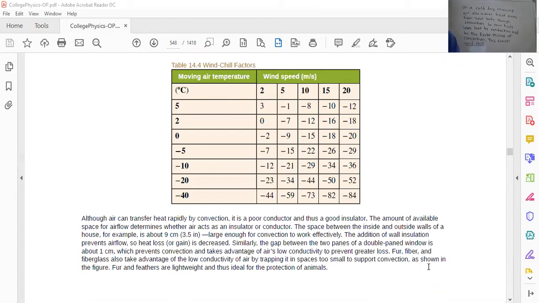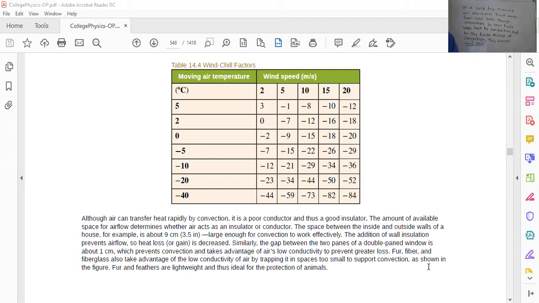In the top row, the temperature is actually 5 degrees Celsius, which is very cold. A typical household temperature might be 20 to 25 Celsius, right? And your body temperature is around 37. So 5 is cold. Reading across the first row, it's actually 5 degrees Celsius, but that's with moving air. Across the top row you have possible wind speeds: 2 meters per second, 5, 10, 15 and 20 meters per second.